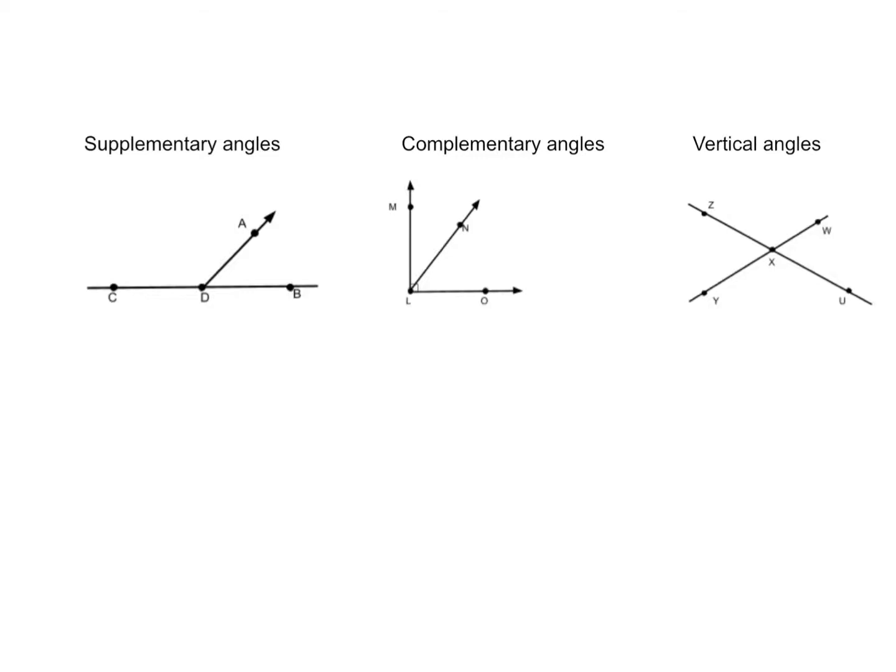All right, so today we're talking about supplementary, complementary, and vertical angles. Supplementary angles, to start with, are always going to add up to 180 degrees. So when you're looking at a linear pair, which is what we have here, what we have here are two angles that add up to 180. They happen to be on the same line, which makes them, in particular, a linear pair.